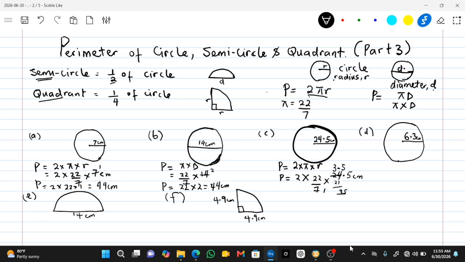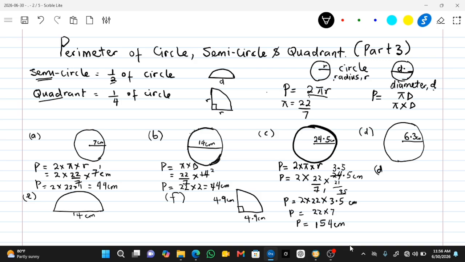So 7 divides 35. That's 5. So perimeter should give 2 times 22 times 3.5 centimeters. So 2 times 3.5 will give 7. So we have 22 times 7. So perimeter is 22 times 7. That should give us 154. Perimeter actually means the distance around the whole shape.